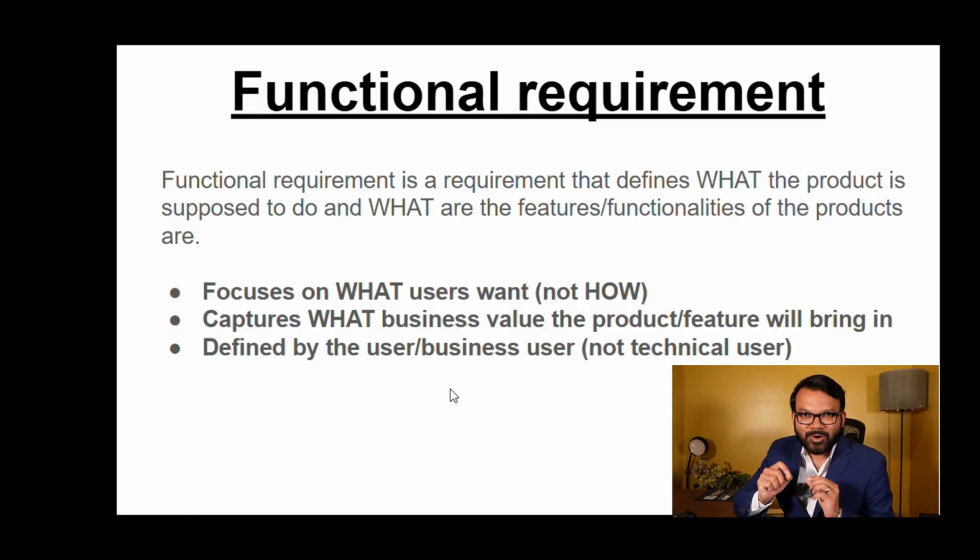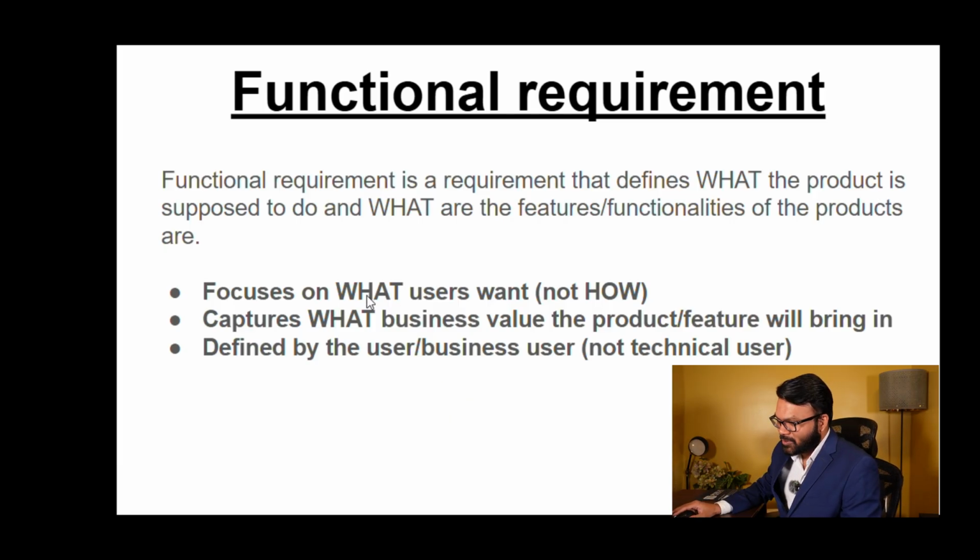But business is going to tell you what product they want and what features or functionalities of that product they want, and that's what we call functional requirements. So here you see some of the examples. The functional requirement focuses on what users want, not how. Basically what the business team wants in terms of the functionality, not how that functionality is going to work. Also, the functional requirement captures what business value the product or feature will bring. That means for the features they're asking for, what value is it going to add to their team or overall to the project? So that's also important.